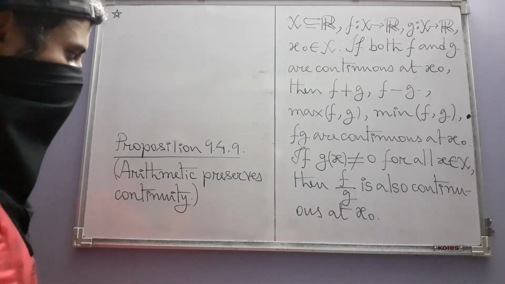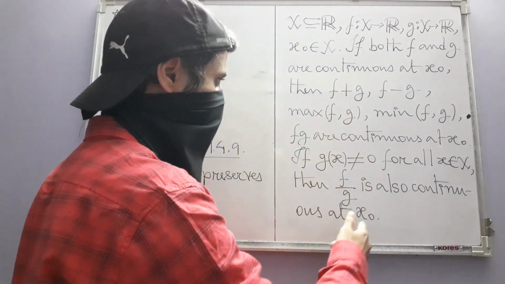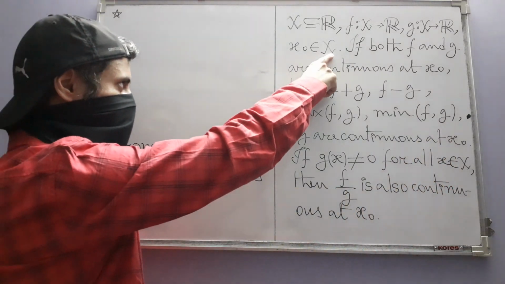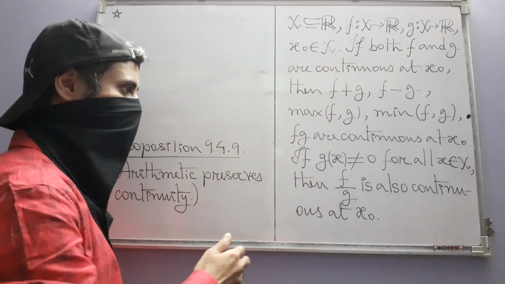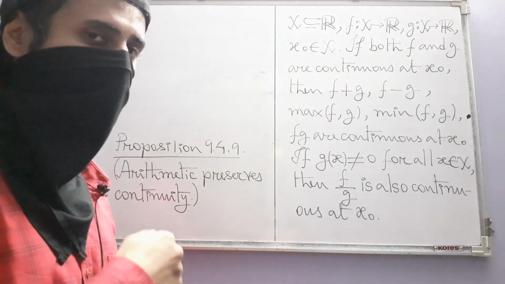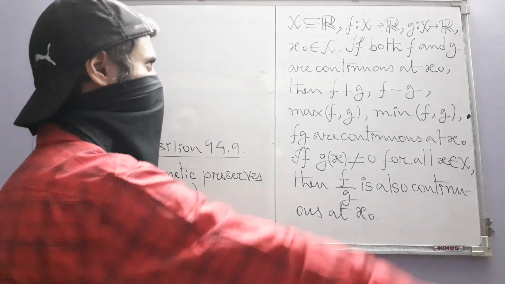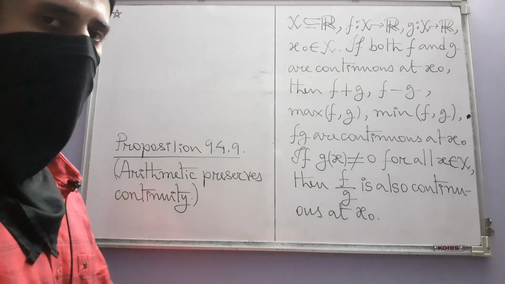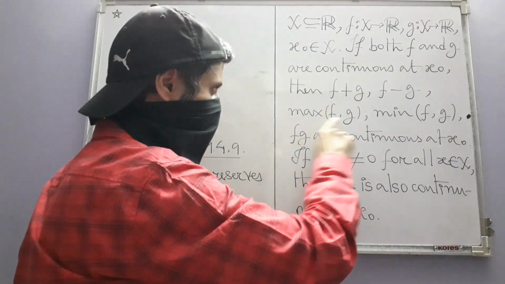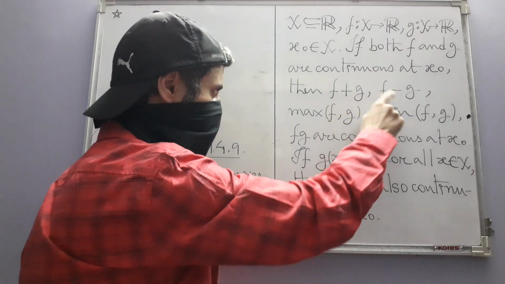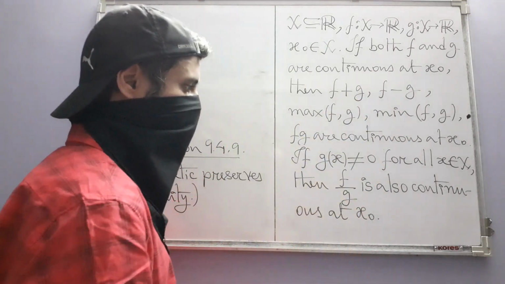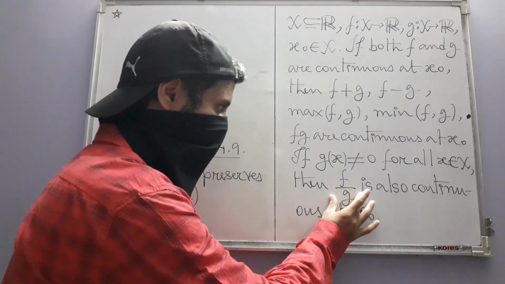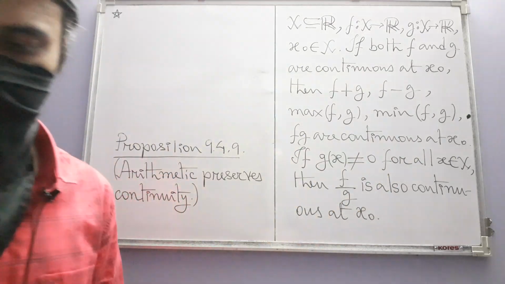And in general, whatever we are saying about x naught can also be said about all the points in X, provided f and g are both continuous everywhere on X. In other words, if f and g are both continuous on the entirety of X, then all these functions, plus, minus, max, min, product, quotient, will also be continuous on the entirety of X. For the quotient, there is also this extra condition that is needed.